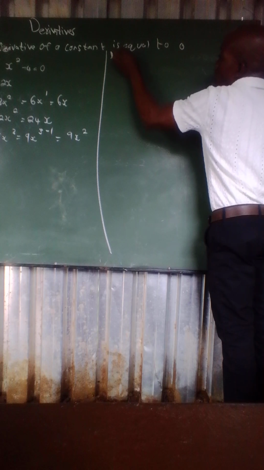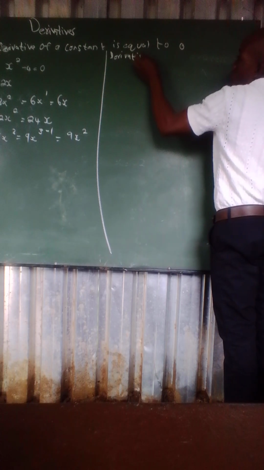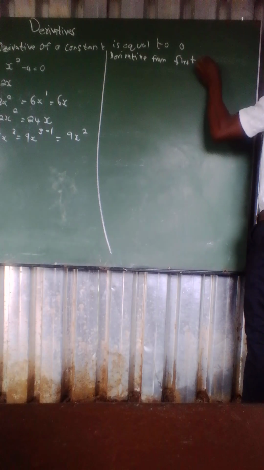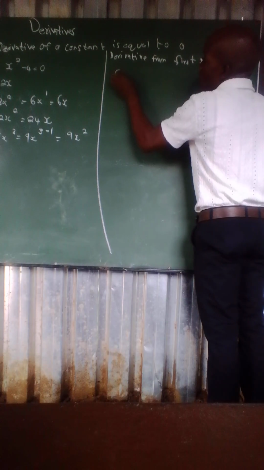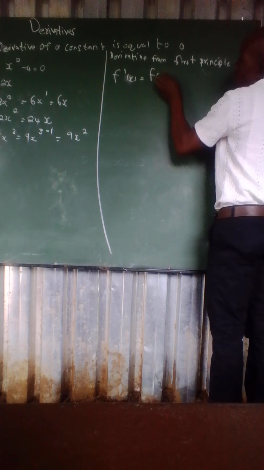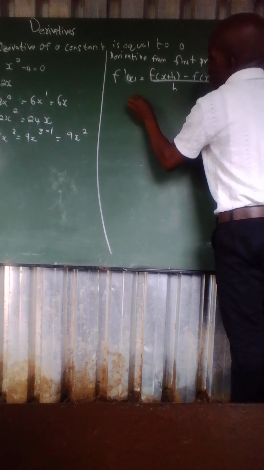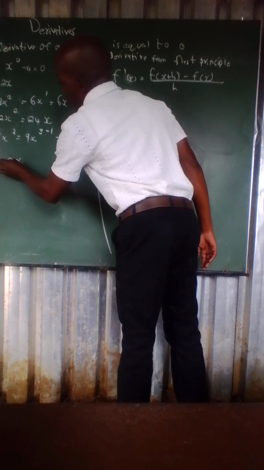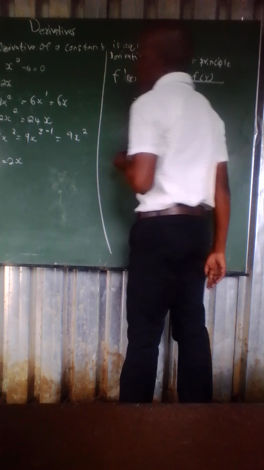Now let's focus on using the first principle. There is something we call derivative from first principles. On the formula of your first principle, it will be f prime of x, which equals f of x plus h minus f of x, divided by h. What you will do, if they say find the derivative of 2x from first principle.